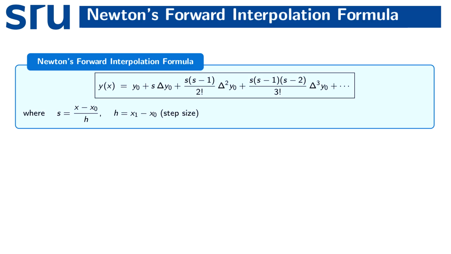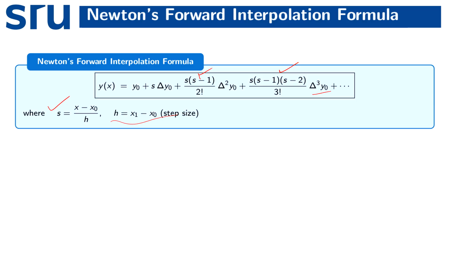Newton's forward interpolation formula is given by y_x = y_0 + s Δy_0 + s(s-1)/2! Δ²y_0 + s(s-1)(s-2)/3! Δ³y_0 + and so on, where s is given by (x - x_0)/h, where h is the step size.